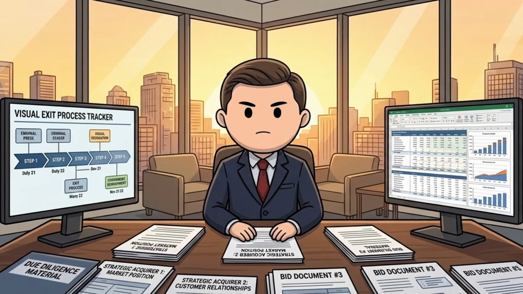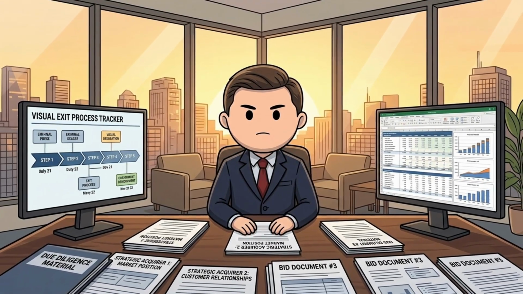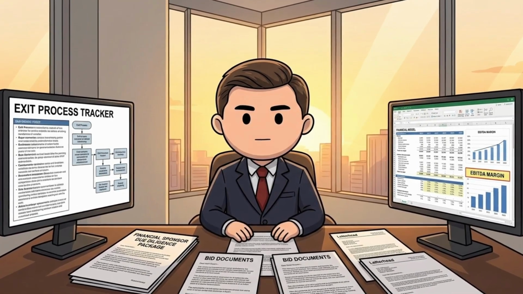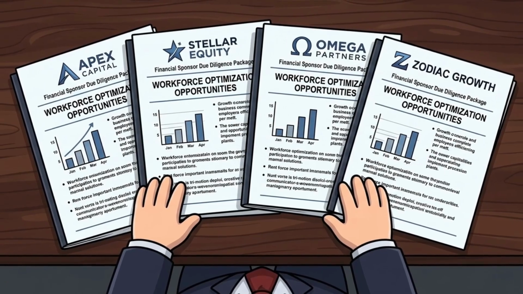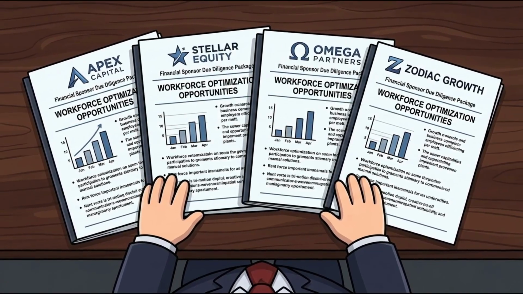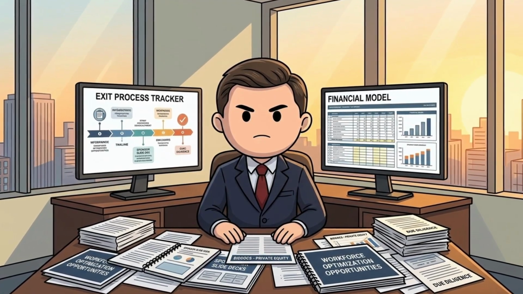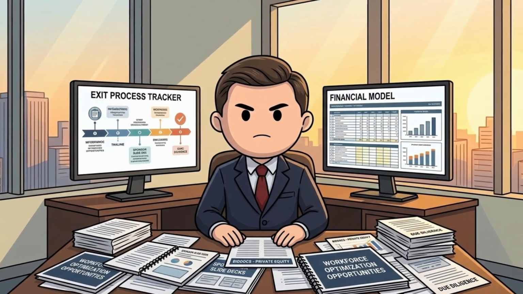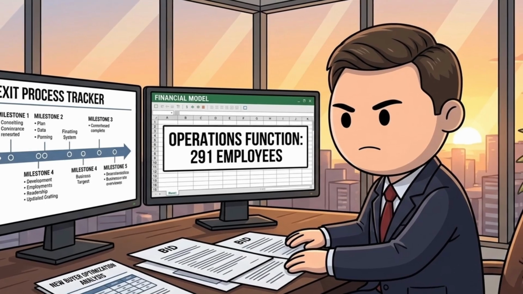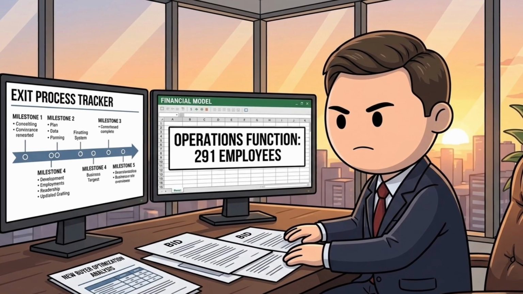The strategic acquirers are interested in the company's market position and customer relationships. The financial sponsors are interested in the EBITDA margin, the remaining cost optimization opportunities they have identified in their own due diligence, and the company's debt capacity for a leveraged buyout. The financial sponsors' due diligence teams have each built their own slide decks. The slide decks contain workforce optimization opportunities in the operations and corporate functions.